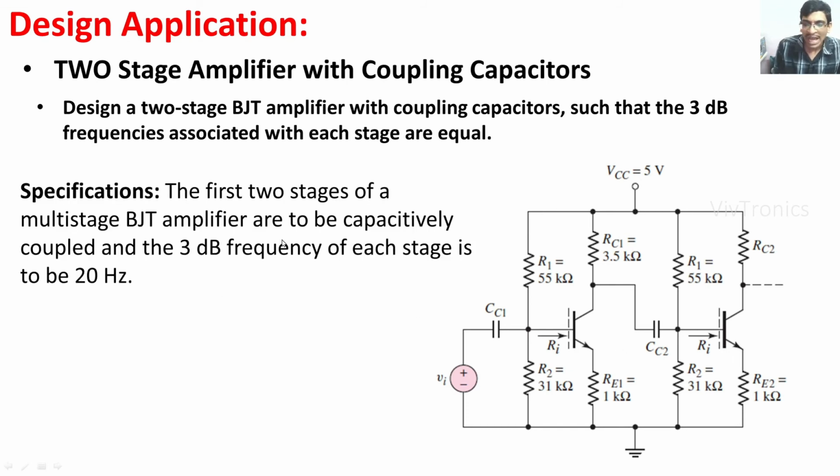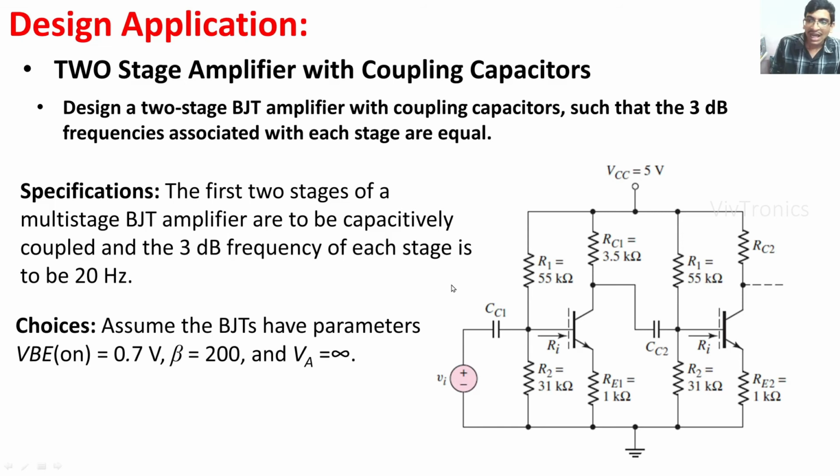The specifications I have taken here are: the first two stages of a multi-stage BJT amplifier are to be capacitively coupled, and the 3 dB frequency for each stage is to be 20 Hz. Up to here, this is the first stage of the CE amplifier section, and the first stage output is given to the second stage CE amplifier as an input through the coupling capacitor CC2. And CC1 is the input coupling capacitor, that is coupling the source signal to the base of the first stage.